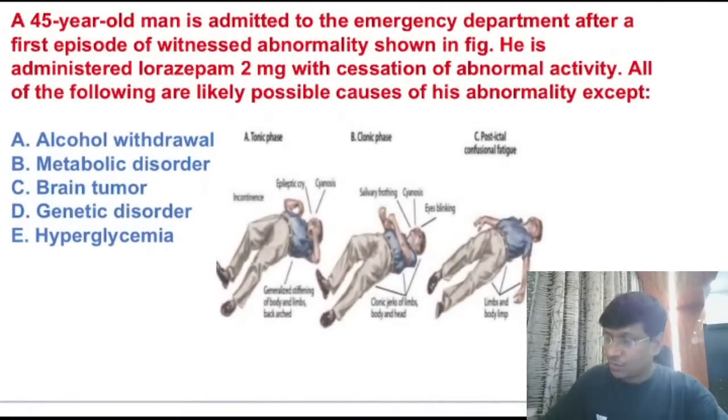A 45-year-old is admitted to the emergency department after the first episode of witnessed abnormality shown in the figure. This is the abnormality which is shown in the figure. He is administered lorazepam 2 milligrams with cessation of abnormal activity. All of the following are likely possible causes of his abnormality, except: the options are alcohol withdrawal, metabolic disorder, brain tumor, genetic disorder, hyperglycemia.